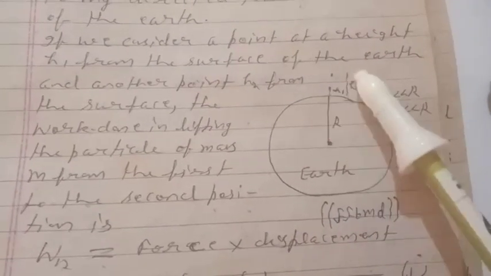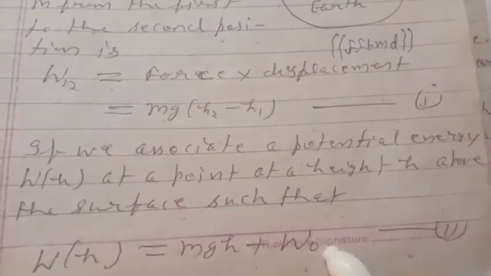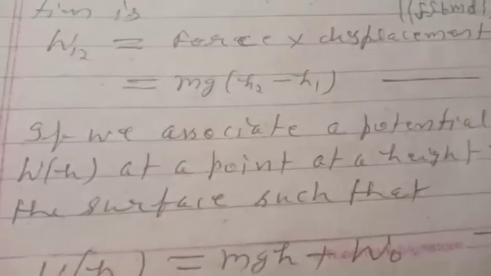Here h1 and h2 are very small compared to R, the radius of the Earth, and the force equals mg, so W12 equals mg into (h2 minus h1), equation 1. If we associate a potential energy W(h) at a point at a height h above the surface such that W(h) equals mgh plus W naught, equation 2, where W naught is a constant.